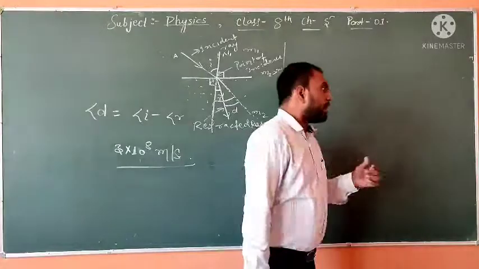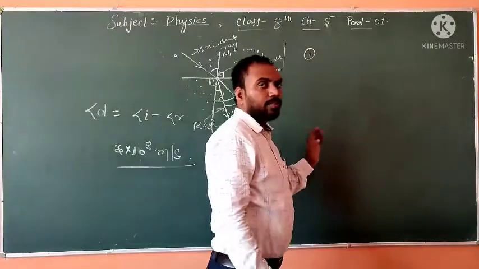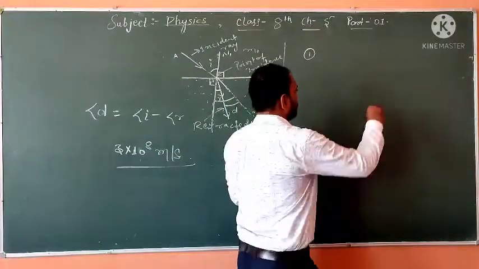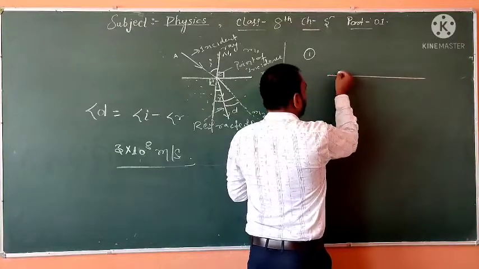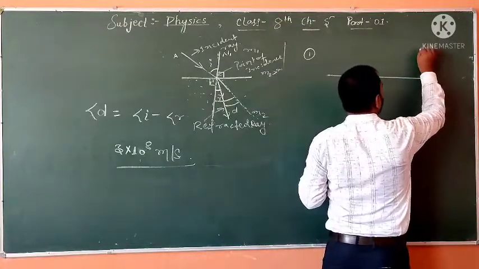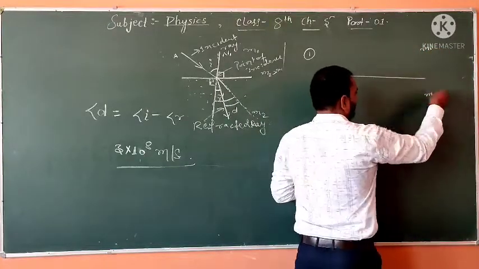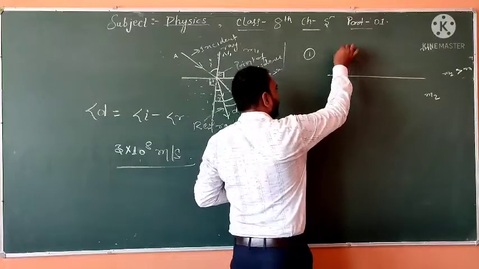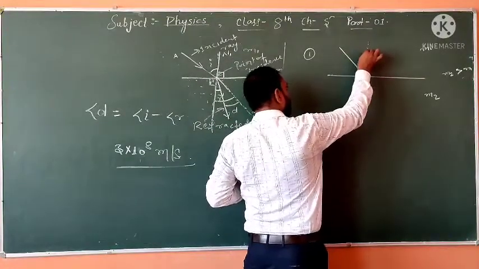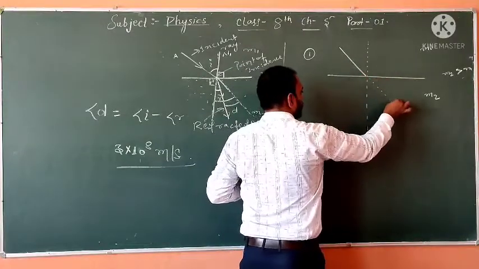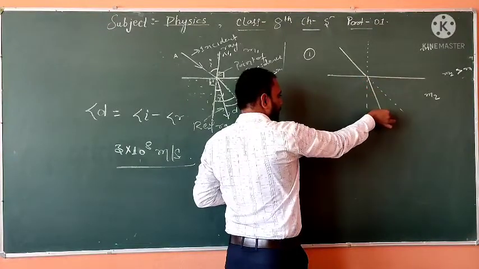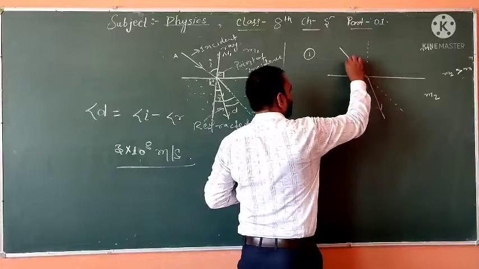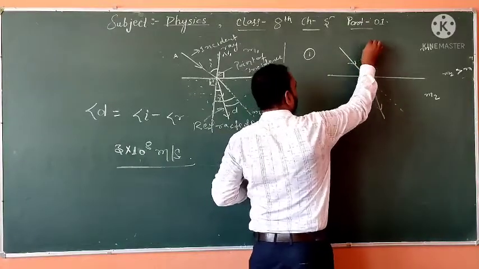Let's suppose the first case, when light travels from a rarer medium to a denser medium. Medium 1 is the rarer medium, and medium 2 is the denser medium, meaning the density of medium 2 is greater than the density of medium 1. When light travels from rarer medium to denser medium, it changes its original path and bends towards the normal.